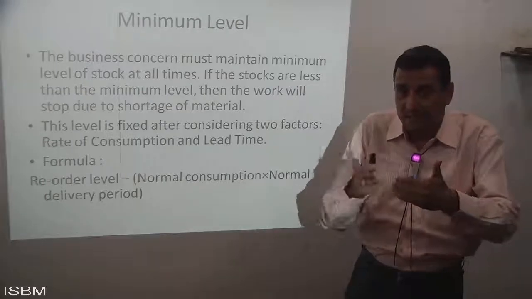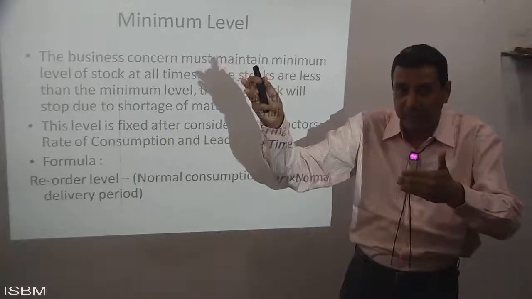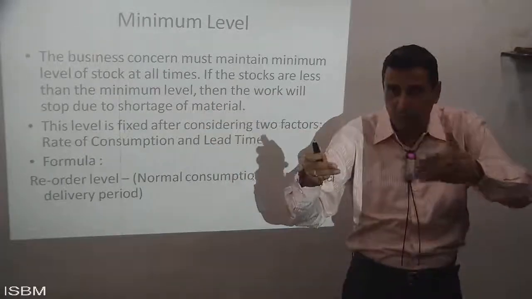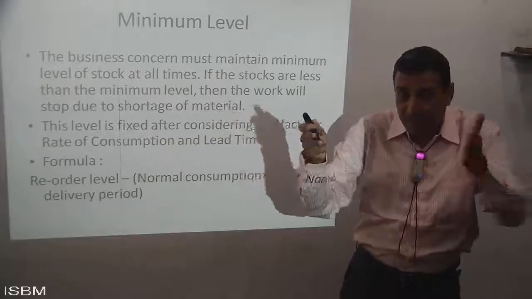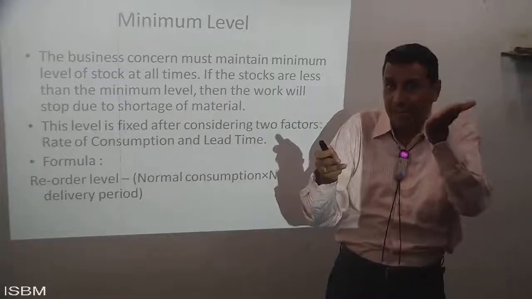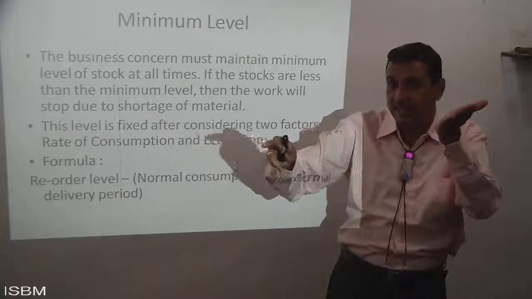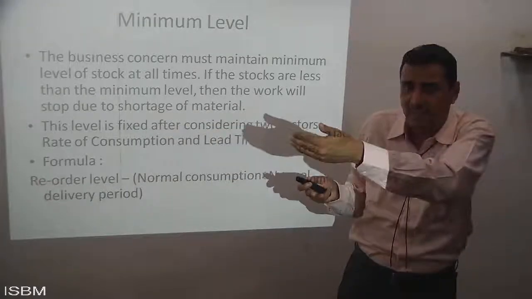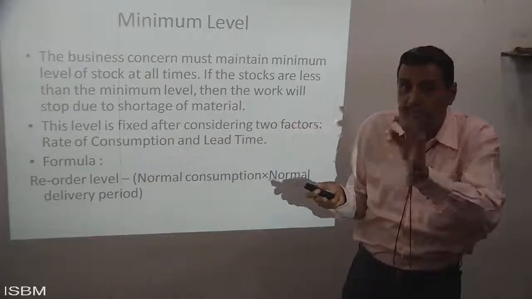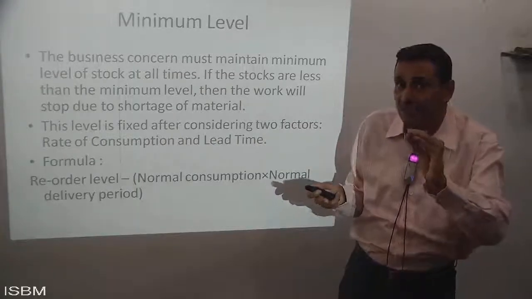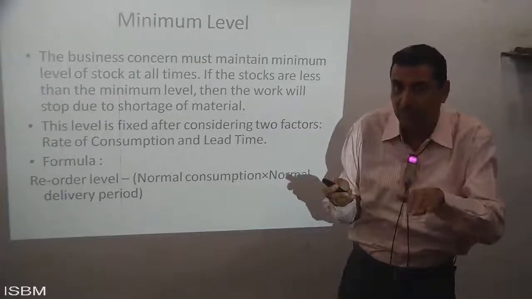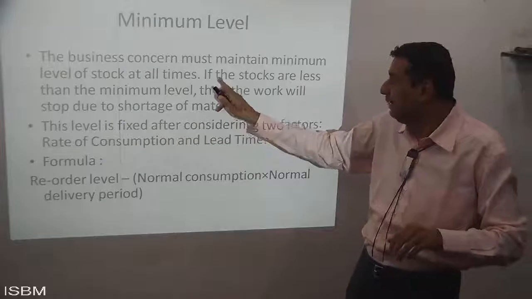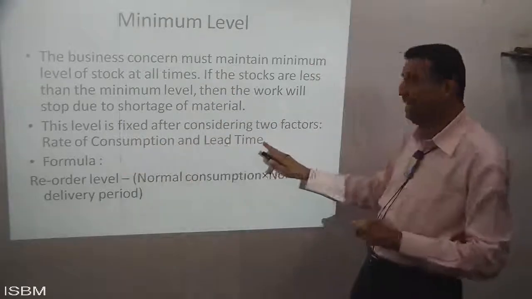If the supplier is 50 kilometers away from the manufacturing process, the lead time will be higher because the time taken to deliver from the supplier to your godown will be huge. So the company tries to keep the stock at a higher level if the lead time is high. Similarly, if the supplier is next door, just a few meters or 1 kilometer away, the lead time will be short, in a few hours. So the company tries to maintain a minimum level because they know at any point of time they will get the material from the supplier. So the minimum level is decided by rate of consumption and lead time.